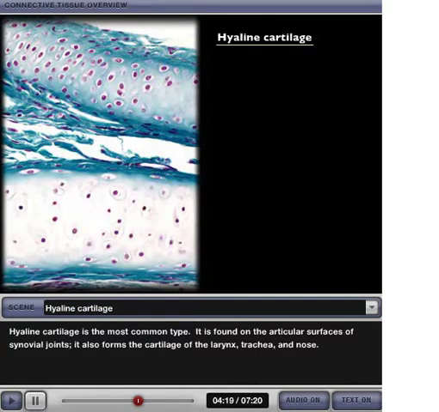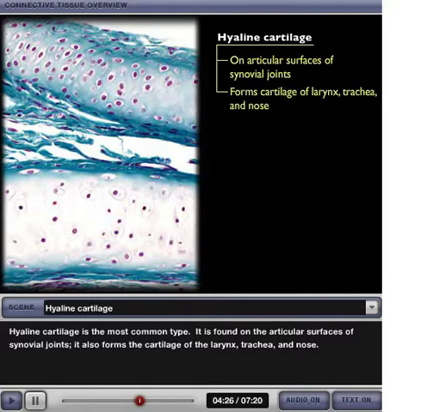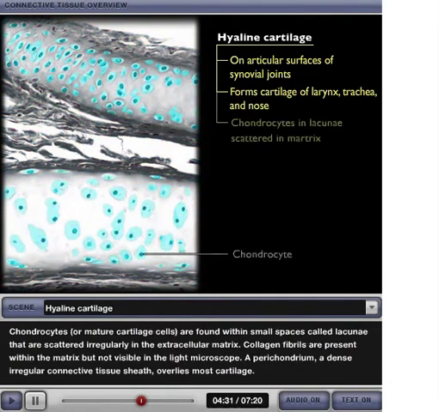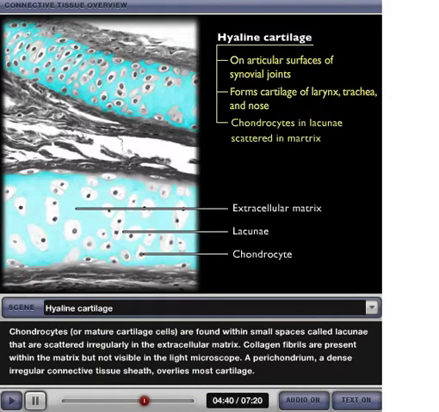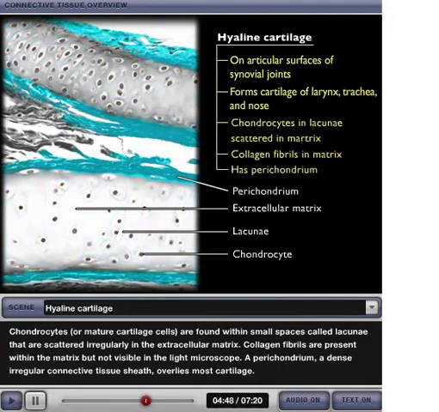Hyaline cartilage is the most common type. It is found on the articular surfaces of synovial joints. It also forms the cartilage of the larynx, trachea, and nose. Chondrocytes, or mature cartilage cells, are found within small spaces called lacunae that are scattered irregularly in the extracellular matrix. Collagen fibrils are present within the matrix but not visible in the light microscope. A perichondrium, a dense irregular connective tissue sheath, overlies most cartilage.